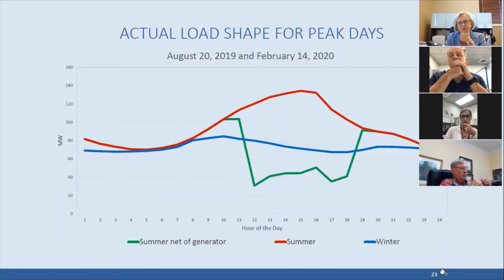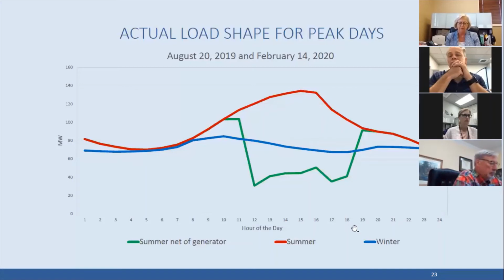Finally, the green line is that summer peak day reduced by the amount of output from our gas peaking plant here. While it's a little misleading, because currently we have a contract that much of that output goes to KYMEA through a power purchase agreement, it does illustrate the relative size of that peaking plant relative to our load.